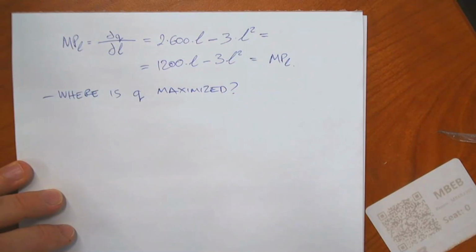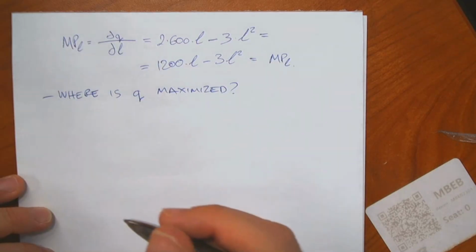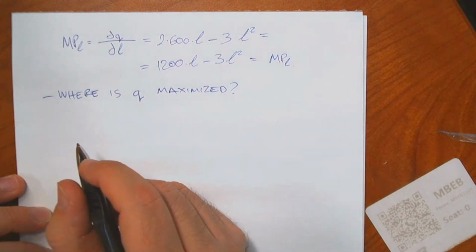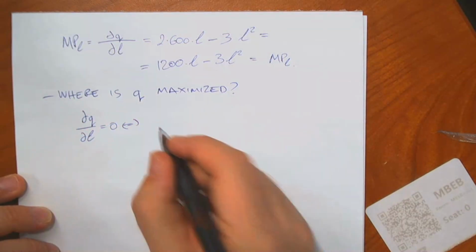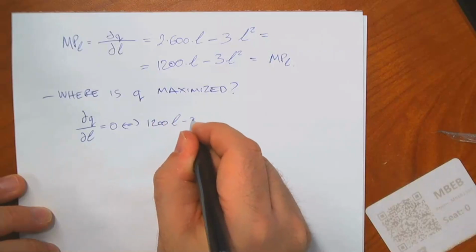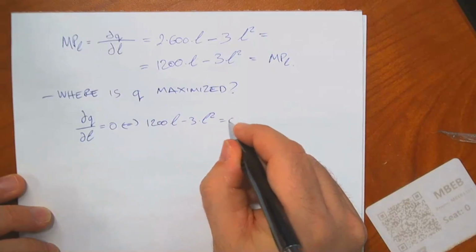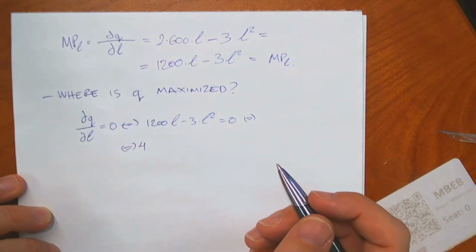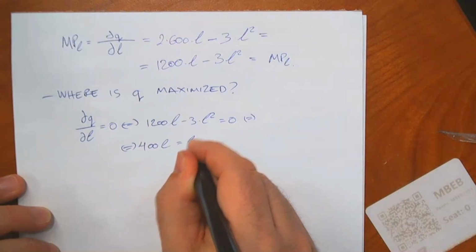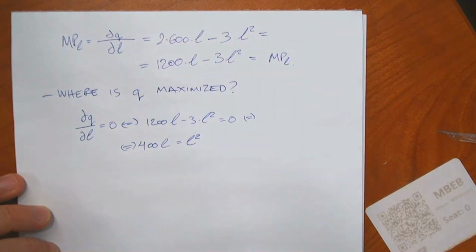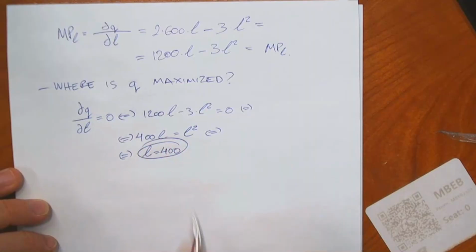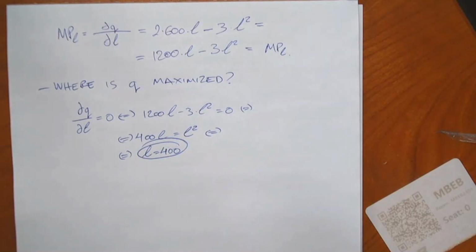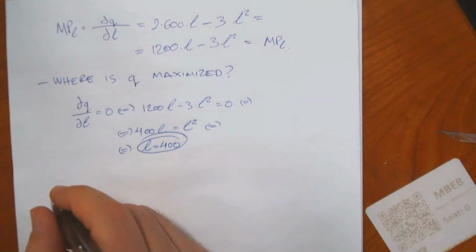Where Q is maximized, how do you do this? If you remember from your optimization methods, you set it equal to 0. So where is effectively the marginal product of labor equal to 0? We have an expression, 1200 L minus 3 times L squared. We set it equal to 0. That would be effectively 400 L is equal to L squared, divided by 3. And if you solve that, you should get something like L is equal to 400 as the solution.